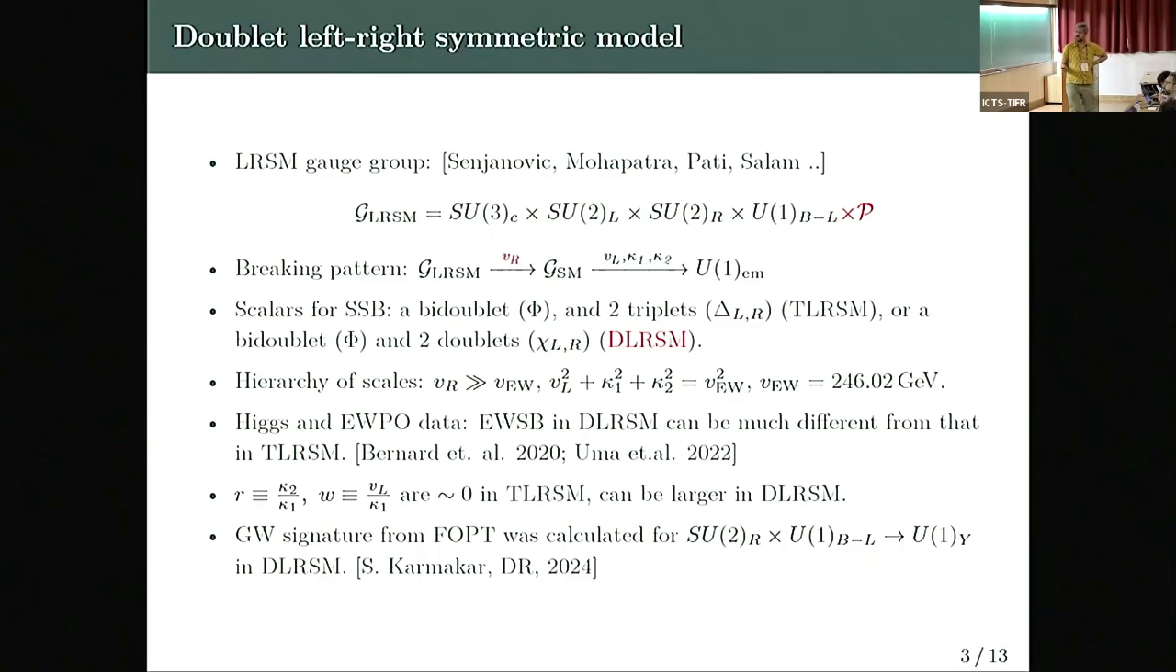Why is this DLRSM interesting? Because in the last few years, people have written papers showing that the electroweak symmetry breaking mechanism can be very different compared to the TLRSM. That's what has made this interesting. Recently we also calculated, for this same model, the gravitational wave spectrum from first order phase transitions. I have just written that.